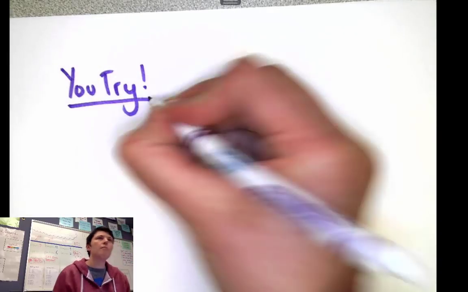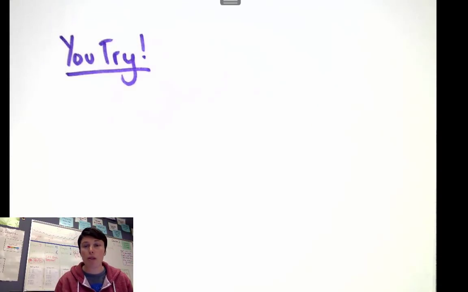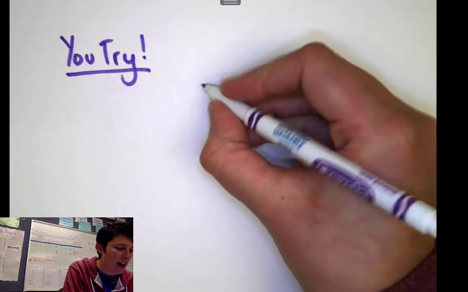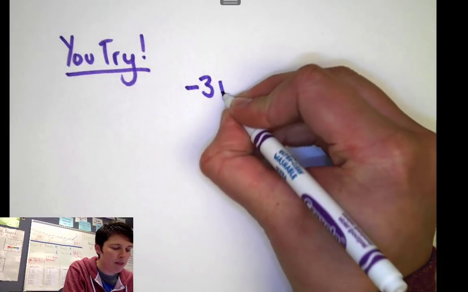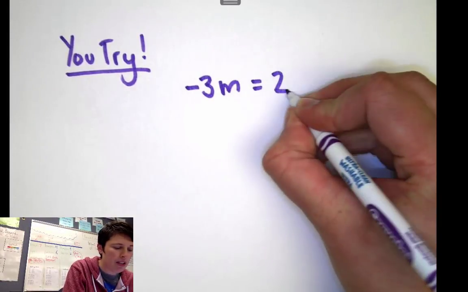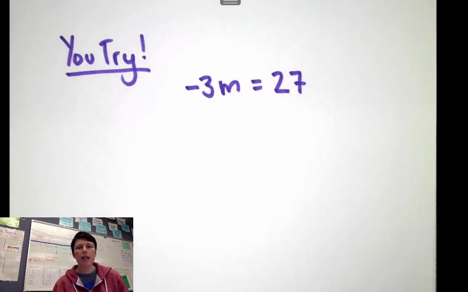This time, I'm going to tell you that we're solving for m, and we have negative 3m equals 27. Go ahead and pause the video and see if you can both solve it and check it. See if you can practice that check and get that correct too. And then when you're ready, unpause and see if you did it right.